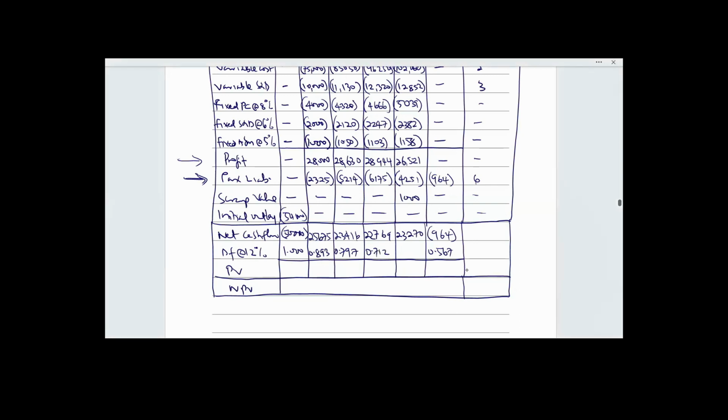Year 4, 1.12 raised to power minus 4 equals 0.636. And year 5 is 0.567. All right then, let's multiply. I know this one to be 50,000. Multiply for me, please. Let me do year 5. 964 multiplied by 0.567 equals 547. Here is 547 negative.